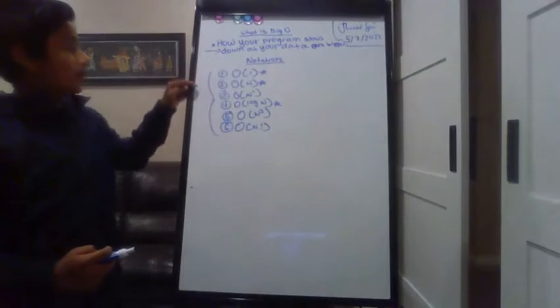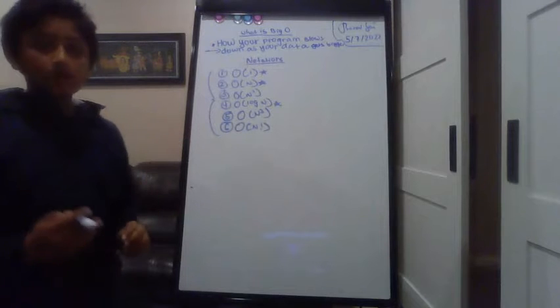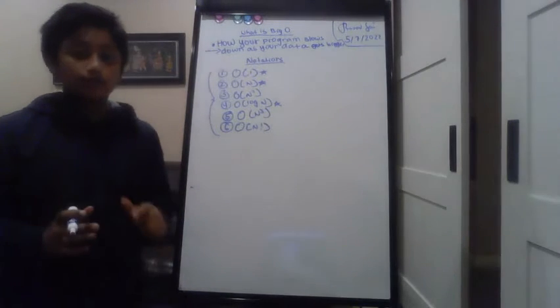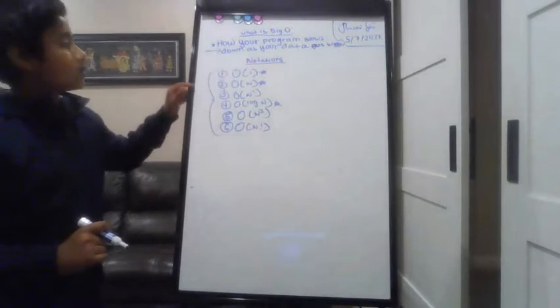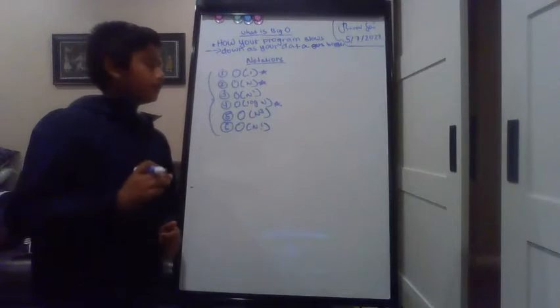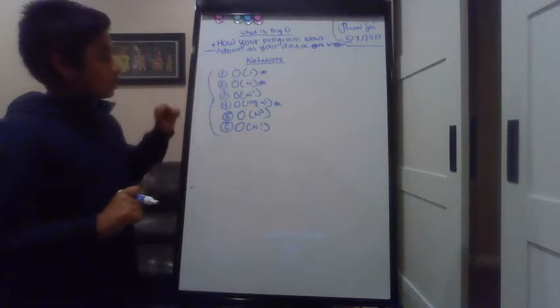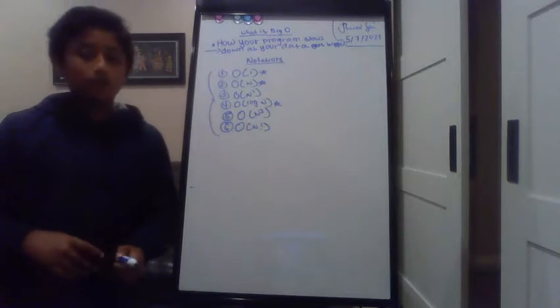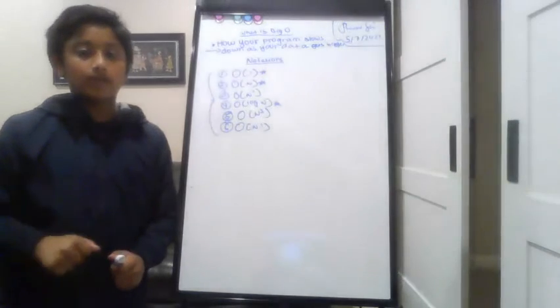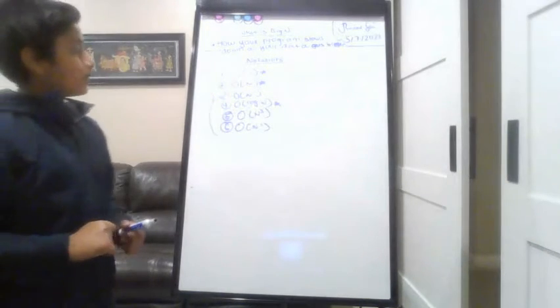Okay, so I'm now going to cover these notations and later give you examples of them. First, we have Big O of 1. This means that your code is constant no matter how much data you feed to it.